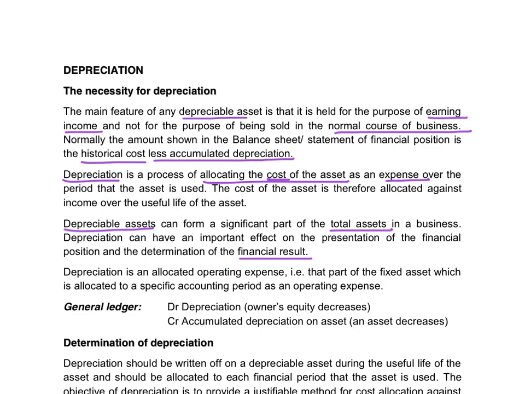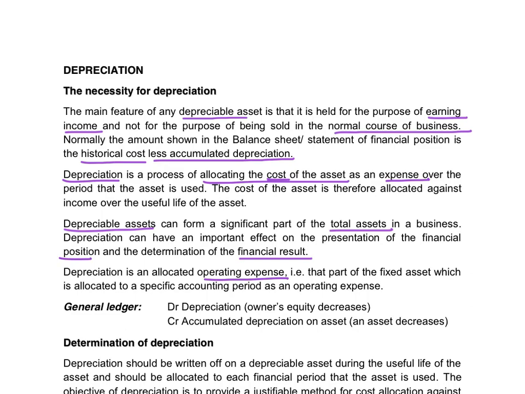Depreciation reduces the profit of the business. That means that your financial result is lower. If the accumulated depreciation is high, then it means that you deduct it from the cost price, so your asset is worth less, and that would also have a major effect on the financial position of the business in the balance sheet. Depreciation is allocated as an operating expense because you use these fixed assets to operate in your business.